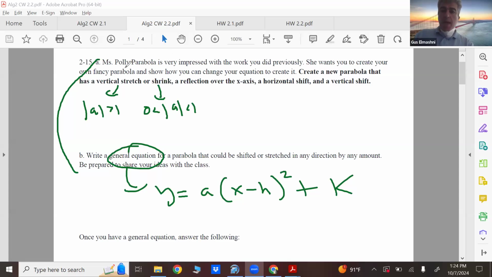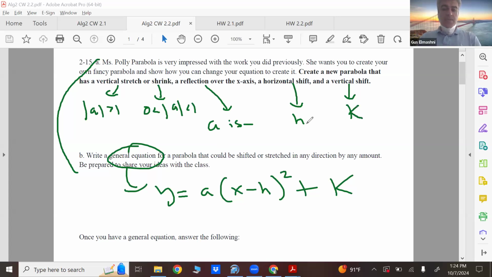Okay, so vertical stretch is when the absolute value of a is bigger than 1. Shrink, absolute value is between 0 and 1. Reflection, when a is negative. Horizontal shift, that's for h. Vertical shift, that's for k.